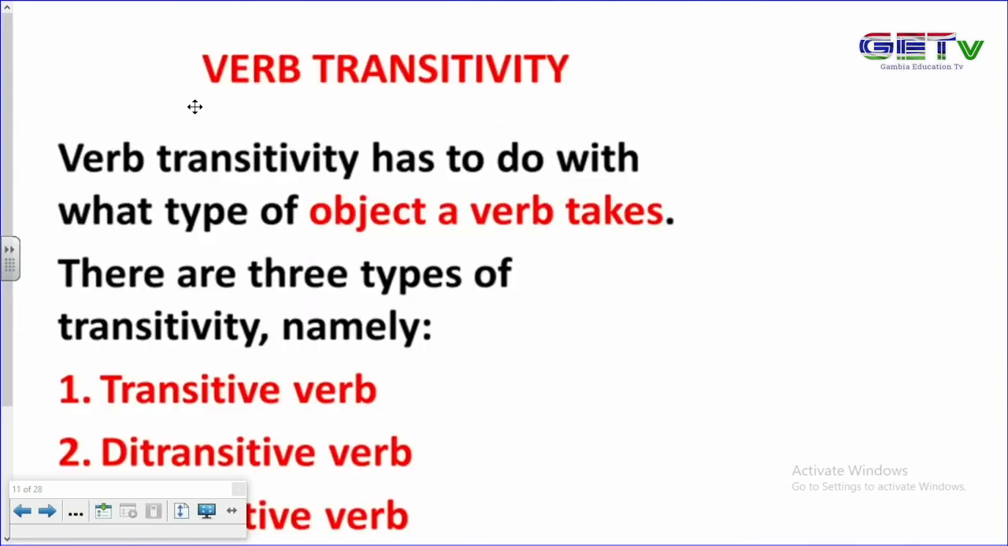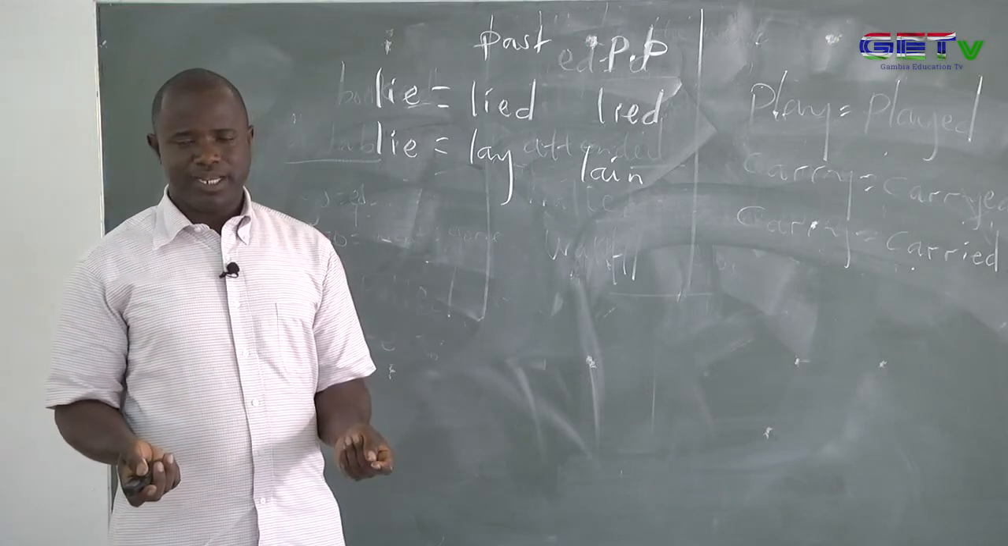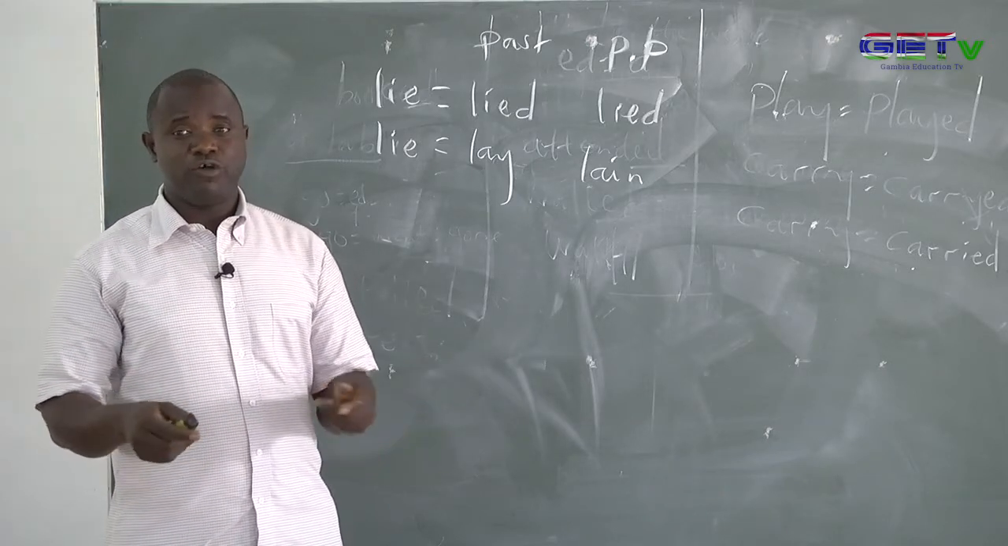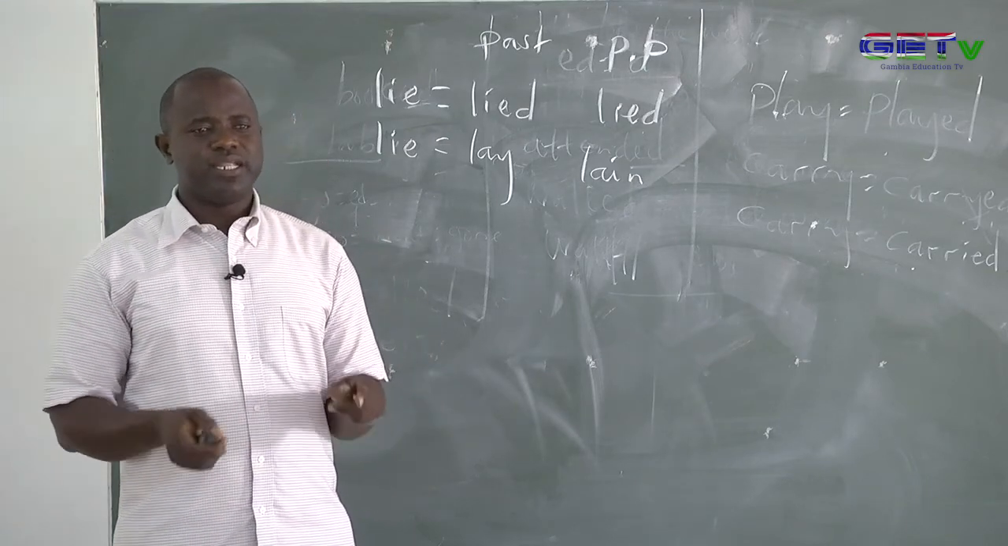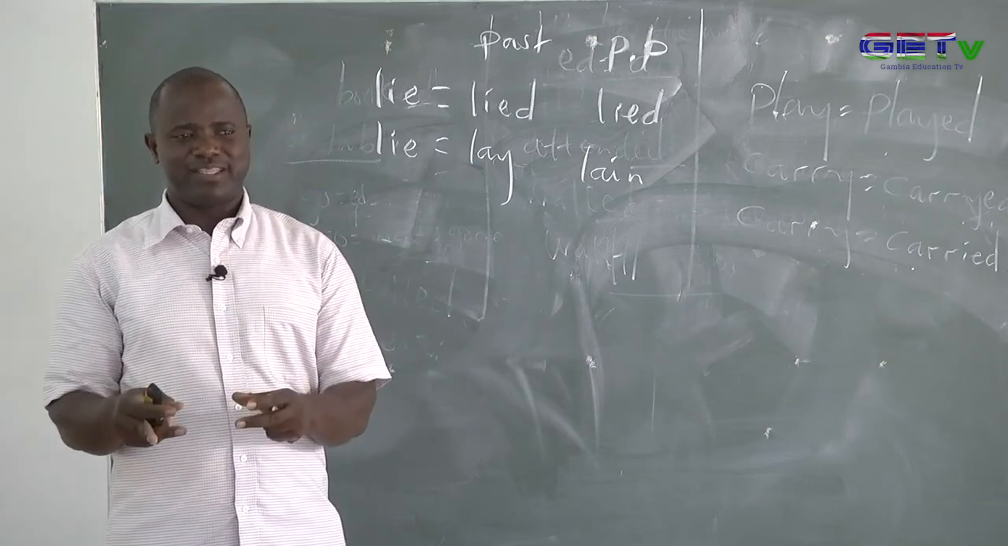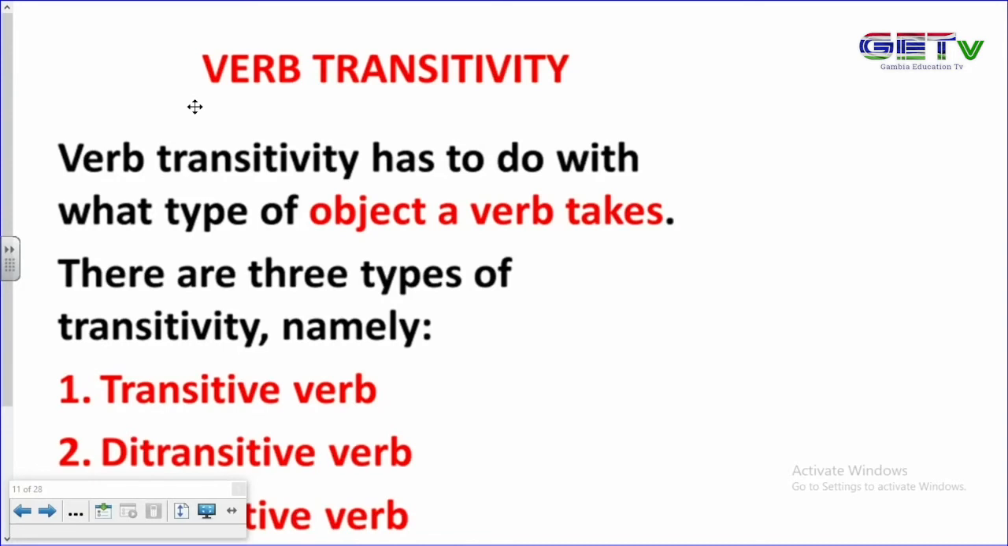We move on. Now, we're going to look at another aspect of verb, which is verb transitivity. What do we mean by verb transitivity? Verb transitivity has to do with what type of object a verb takes. Previously, we discussed the functions of noun, and there we discussed that noun can function as object of the verb. So here also, we're going to discuss the type of object a verb takes. There are three types of transitivity, namely transitive verbs, ditransitive, and intransitive verbs.